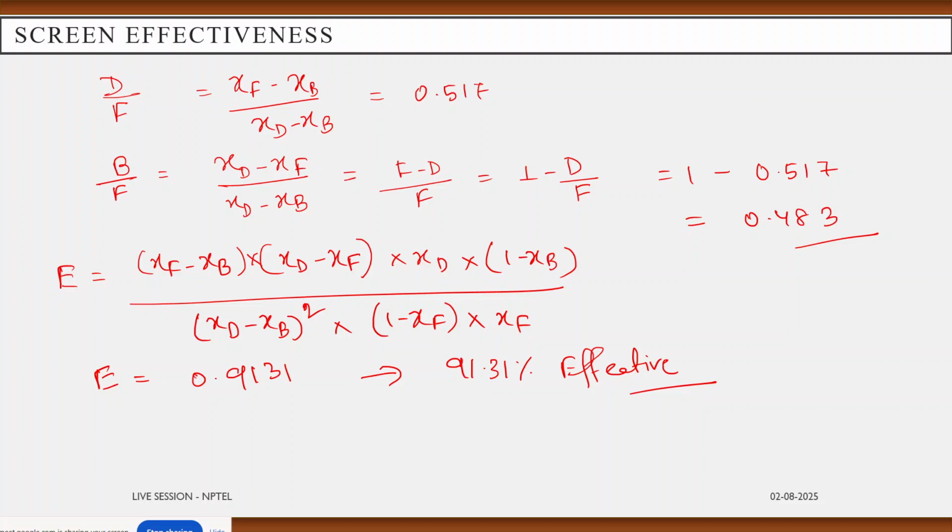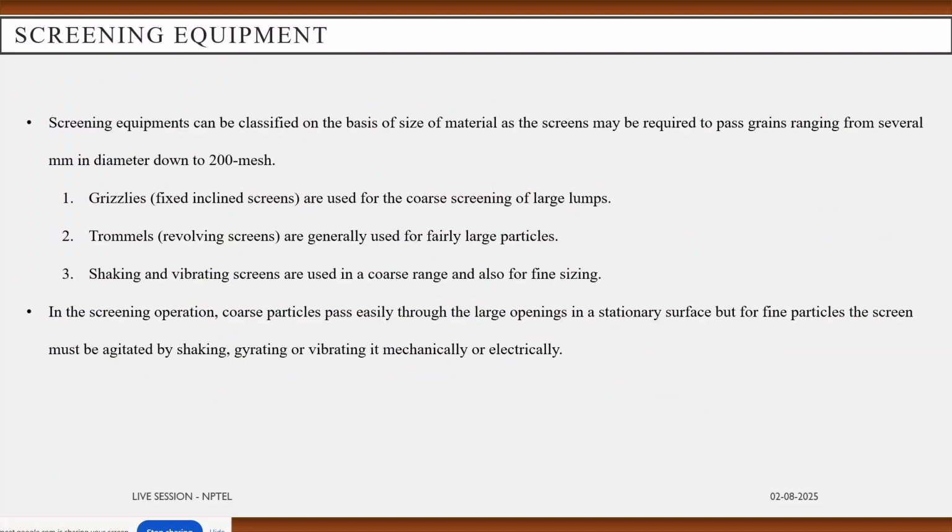So if you are done with that, then we can go to the next topic. Yes, ma'am, I got the perfect answer. Yeah, that's fine. So next we'll be discussing the screening equipments.